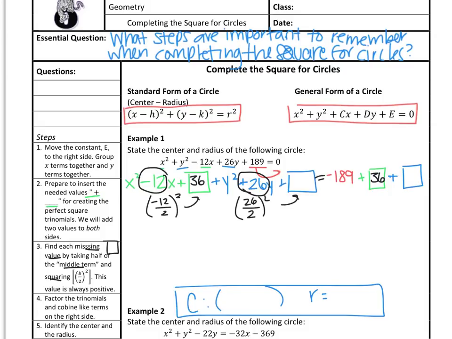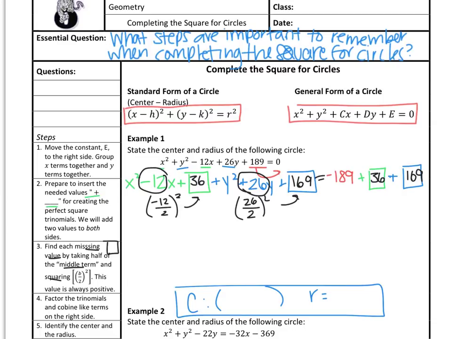26 cut in half is 13. 13 squared is 169. Now I'm doing this in my head, but you could certainly use a calculator if you're struggling. Just type it in exactly the way that you see it: parentheses, 26 over 2, parentheses squared. Enter. 169.